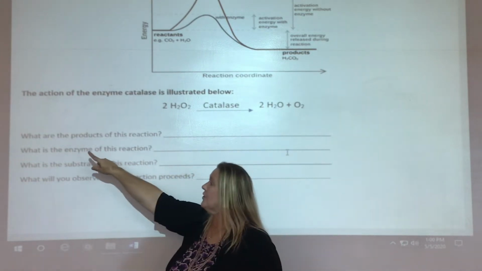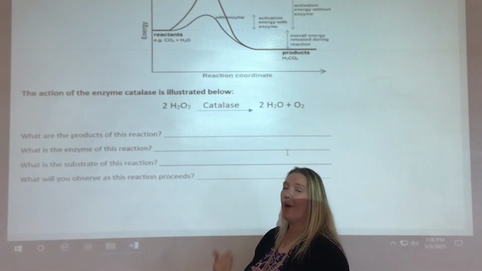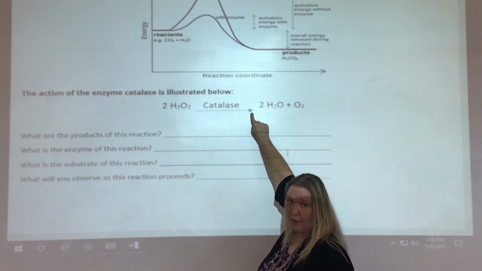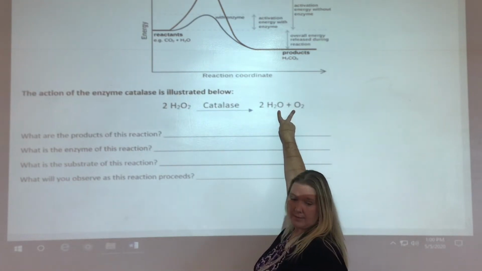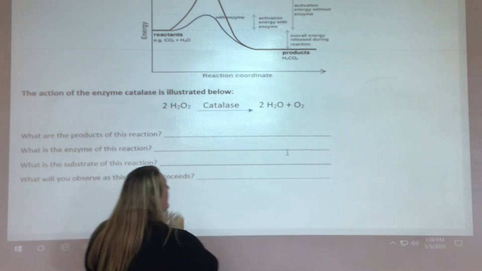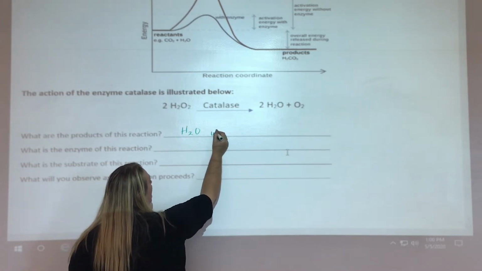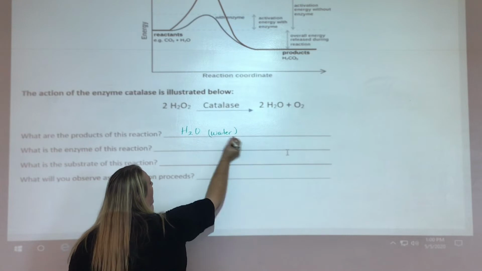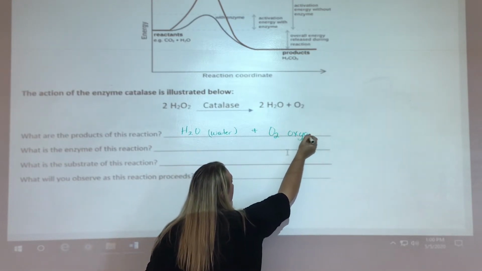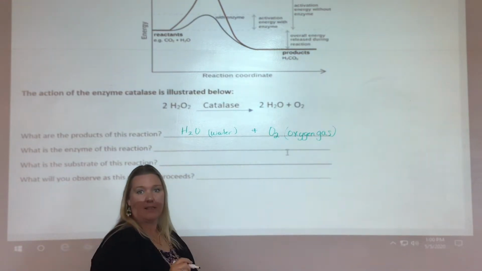Okay, so the first question is, I just gave you the answer. What are the products of this reaction? The products are what you produce. What is produced is after the arrow. These are the products. Okay, so the products are what you produce at the end of the reaction. So you have H2O, which is water, and you have O2, which is oxygen, and it's usually in a reaction like this released as gas. Okay?